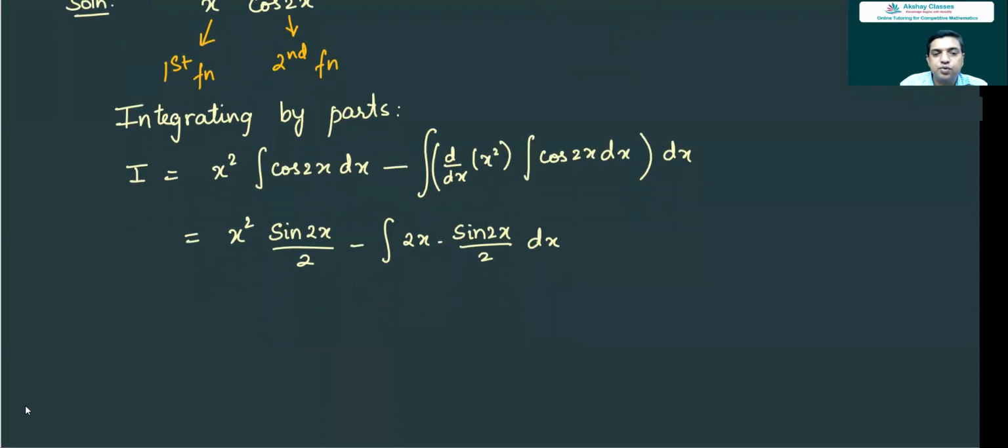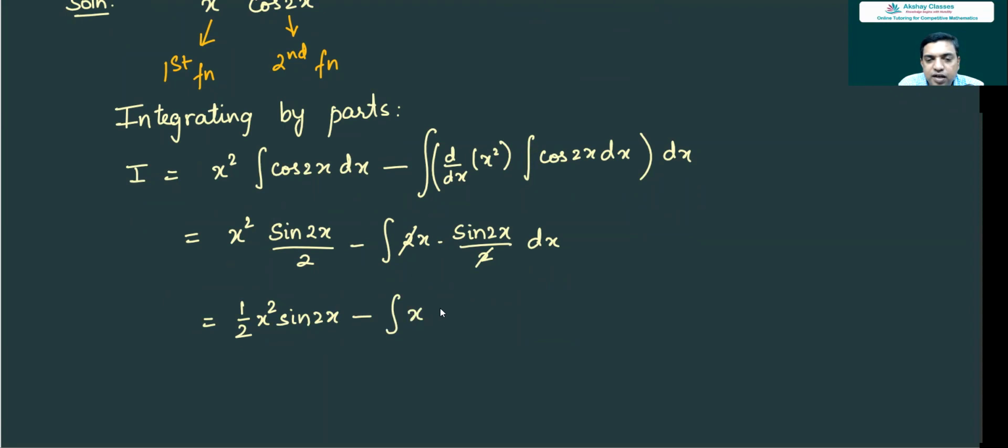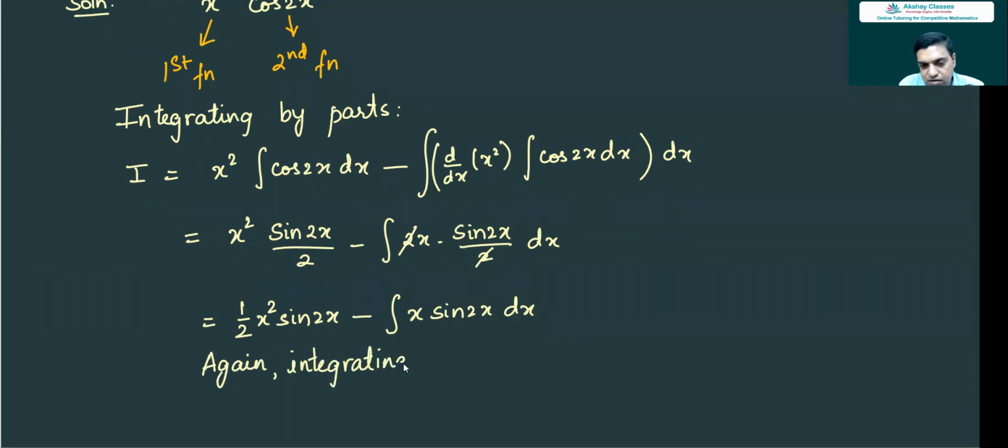So 2 and 2 cancels. Half x square sine 2x minus. Now again you get x and sine 2x. Again we have to do integration by parts. Again integrating by parts.